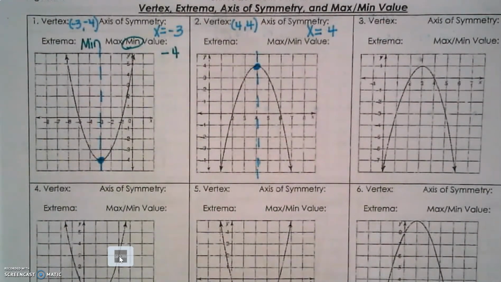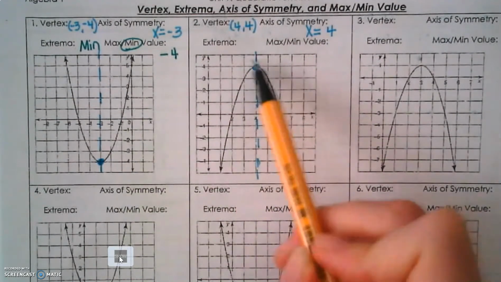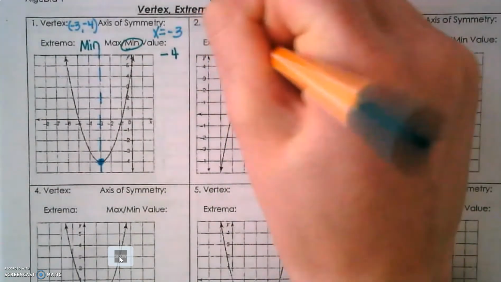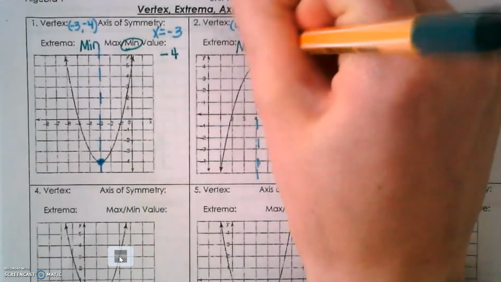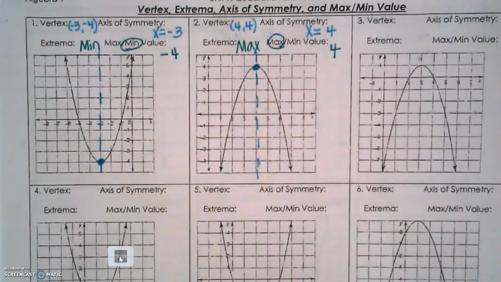In this case, I have a reflection. When my graph is reflected, I now have a maximum. I have a highest point. And that maximum value is at 4, the y value of my vertex.